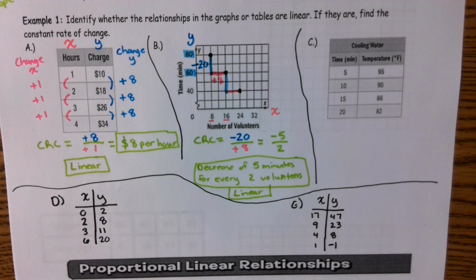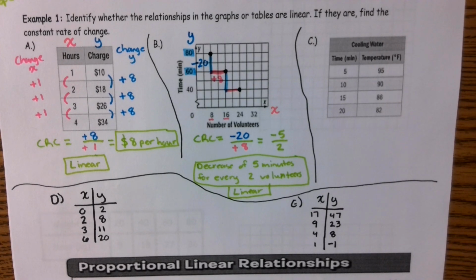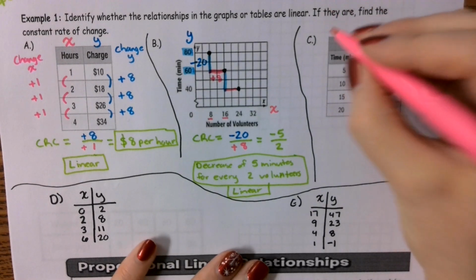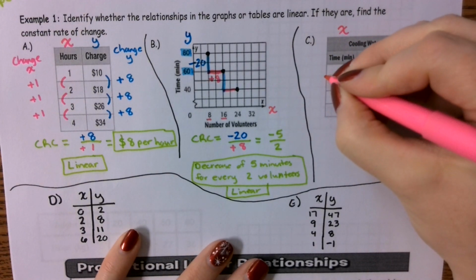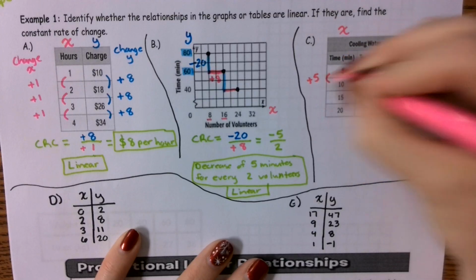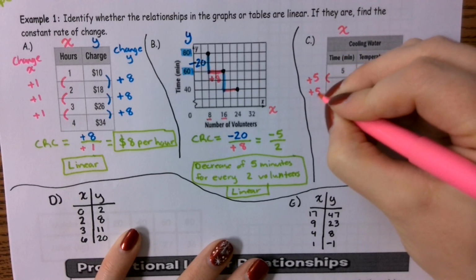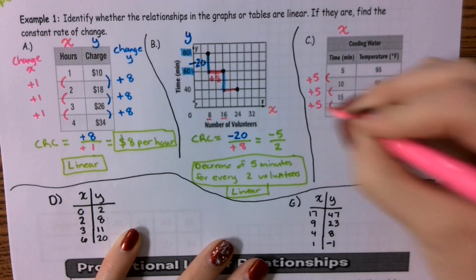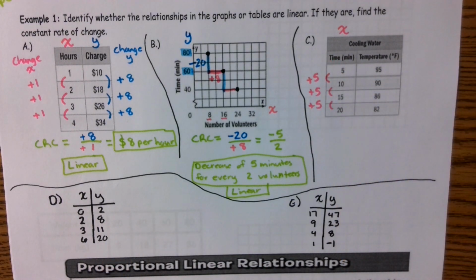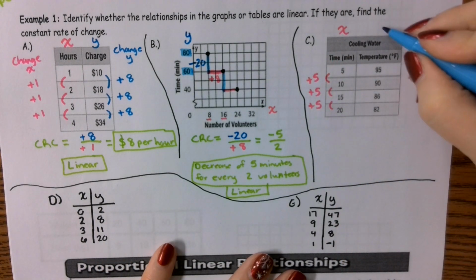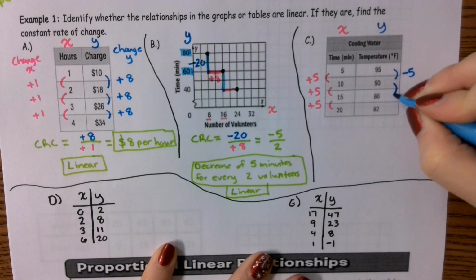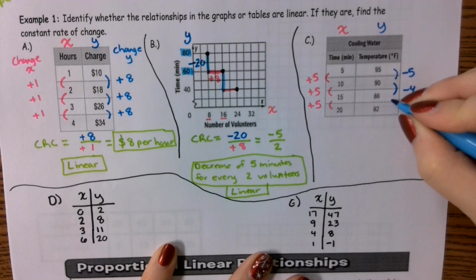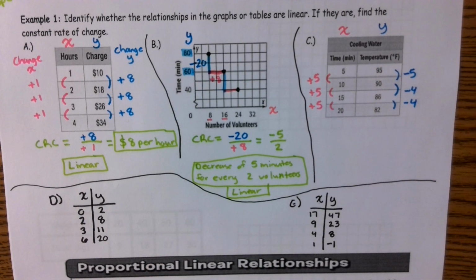Okay, let's go ahead and go over problem C. Is this linear or nonlinear? Nonlinear, right? You don't have a constant rate of change when we're taking a look at it. For problem C, we've got x on the left side, where our change is increasing by 5, and then increasing by 5, and then increasing by 5. So we do have consistency here for our change. And then for our change of our y's, we're decreasing by 5, but then we're decreasing by 4, and then decreasing by 4. So we're not consistent.